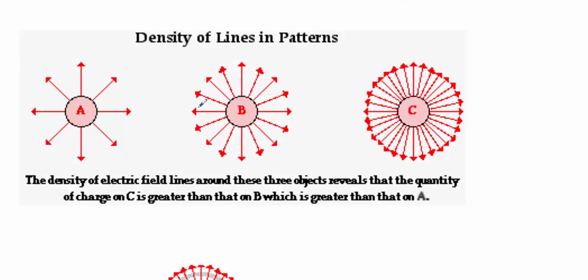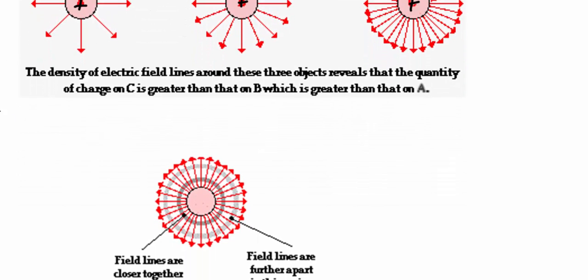Okay? So these are all charged objects, A, B, and C, and these are all positively charged objects, and we can tell they're positively charged because the arrows point away from the object. We can also tell that object A has the least amount of charge because it has the least amount of field lines going around it. Object B has more charge. Object C has the most charge of these three things. So the closer the field lines are together, the stronger the electric field is at that point, which leads us to this next relationship.